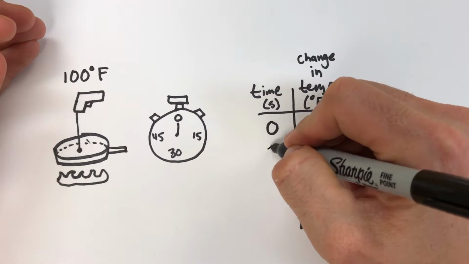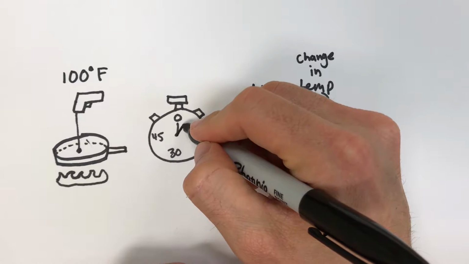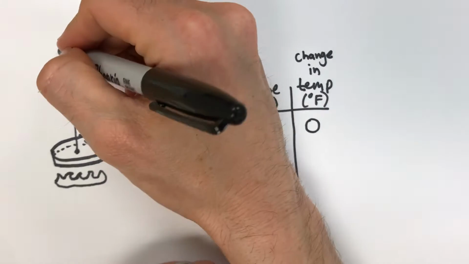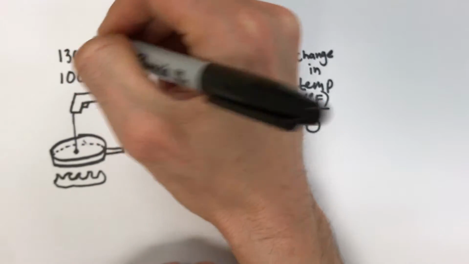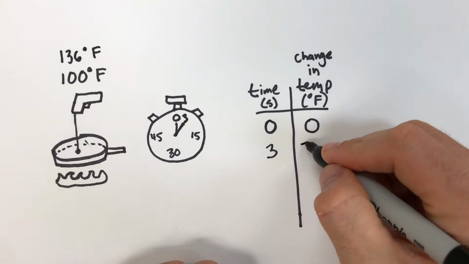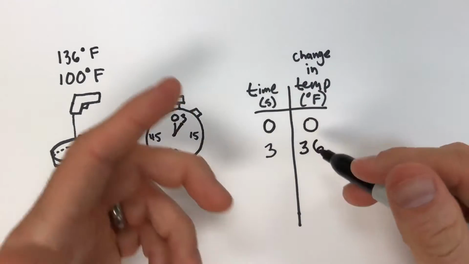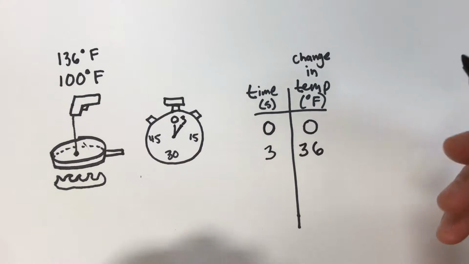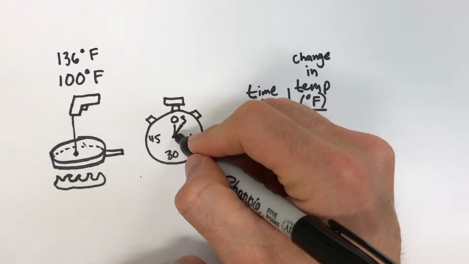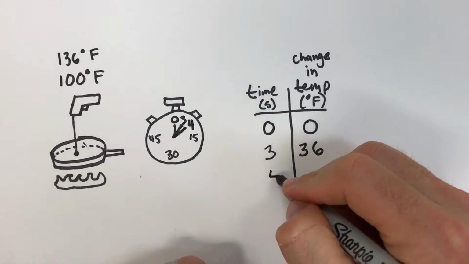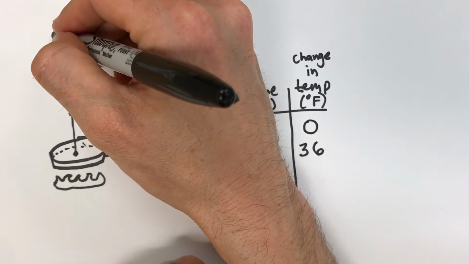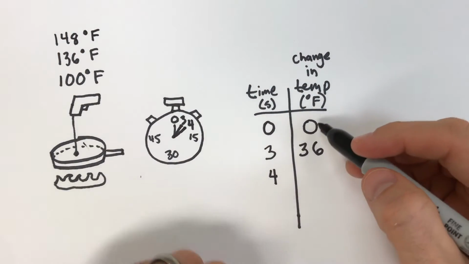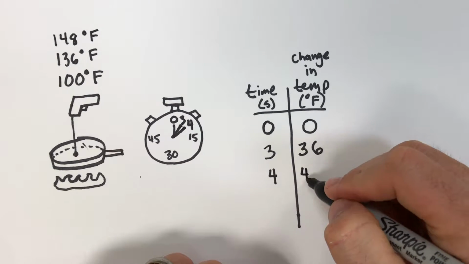Then 3 seconds later, so the timer is ticking, it's 3 seconds. We check it again, and now it's 136 degrees Fahrenheit. So the net change is 36 degrees. Right, you see how that works? It went up 36 degrees from the first time we checked. Now, we check it again 1 second later, so now 4 seconds. And now the temperature is 148 degrees Fahrenheit. So the total change in temp is 48.